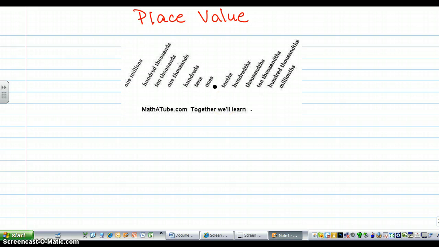So here's our place value, and this should look familiar. Let's forget about that stuff down here. Sorry about that, cut that out. So let's go back to our 0.5.